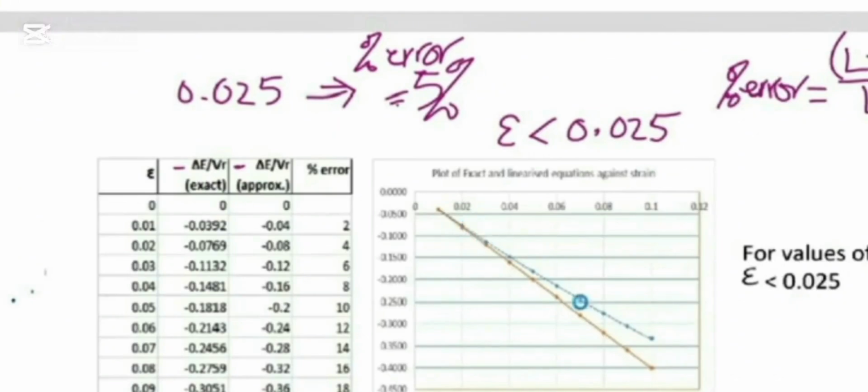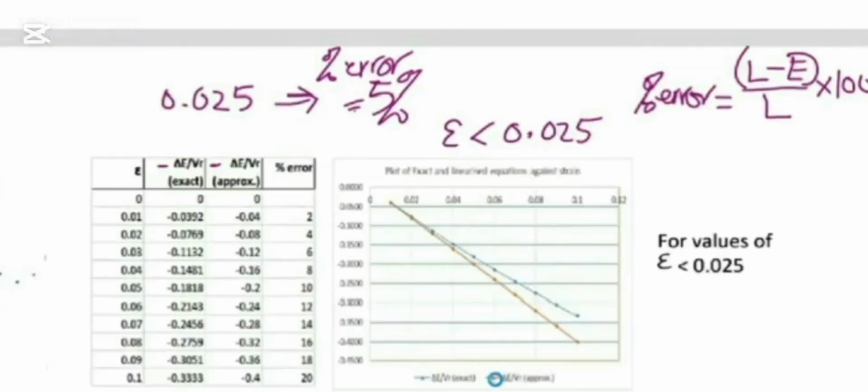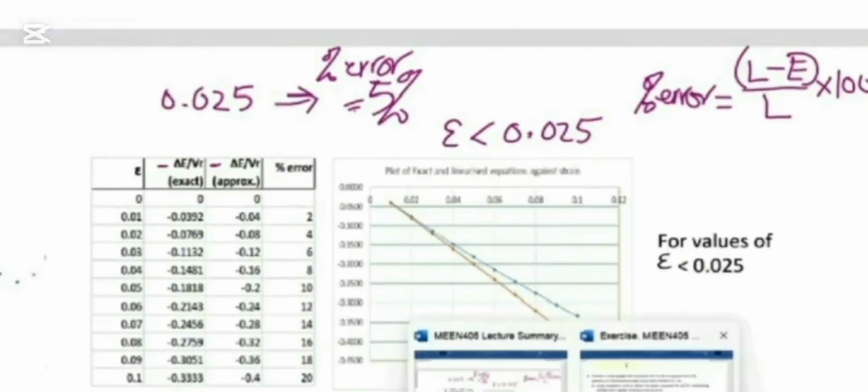It is at higher strain values that the error is what? Is clear, right? The error is becoming clearer the higher the values of what? The strain value. So at smaller strain values, thus at 0.025, the error is less than what? 5%. Yes, so this is the last part of this. So let's look at the next question.